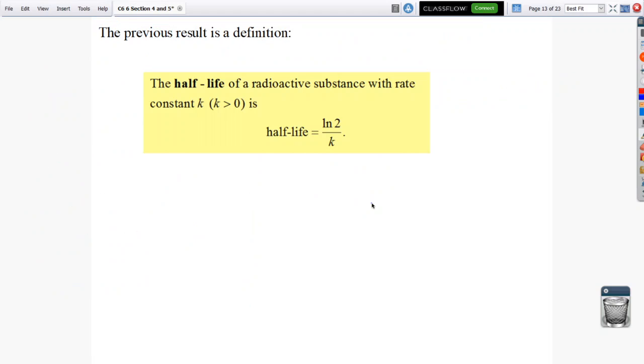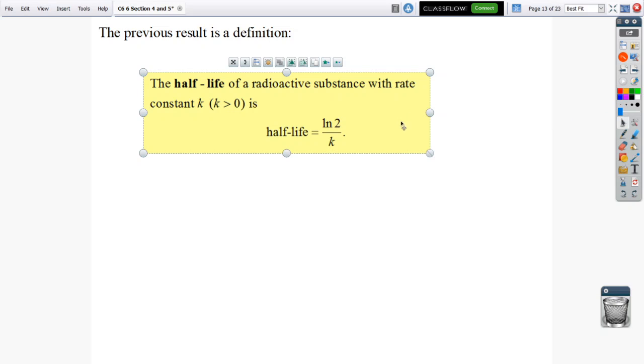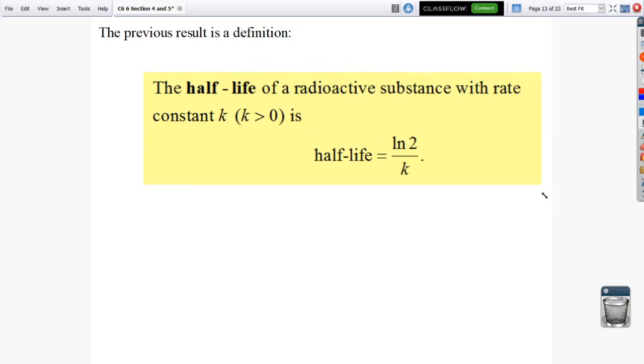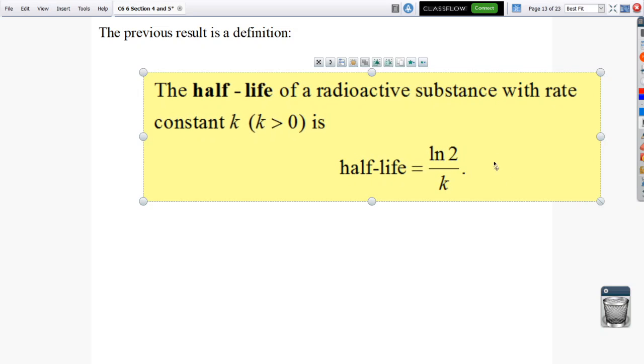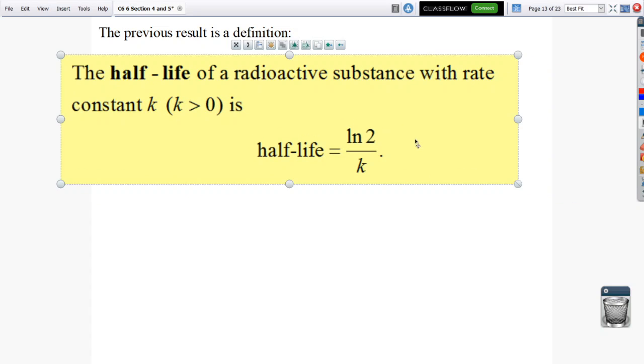Again, those of you, I think it comes up in AP Chem. I believe you use the decimal approximation of ln of 2 to divide by k to find out the half-life. The half-life of a radioactive substance with rate constant k, where k is greater than 0, is half-life equals ln of 2 divided by k.